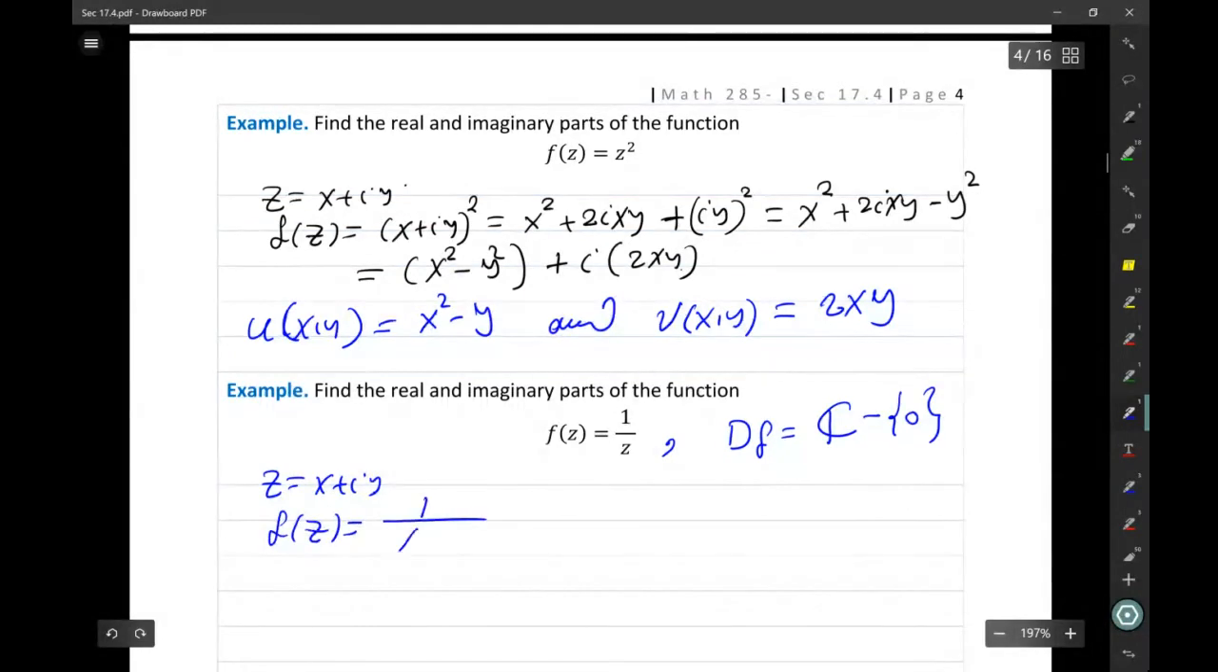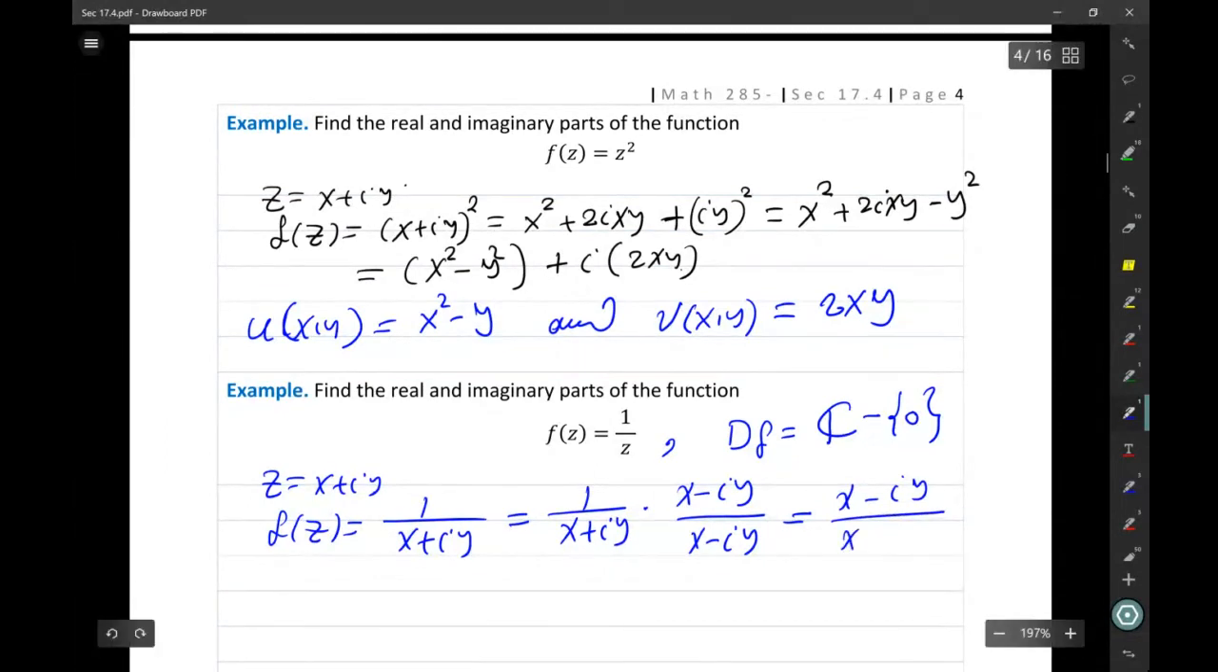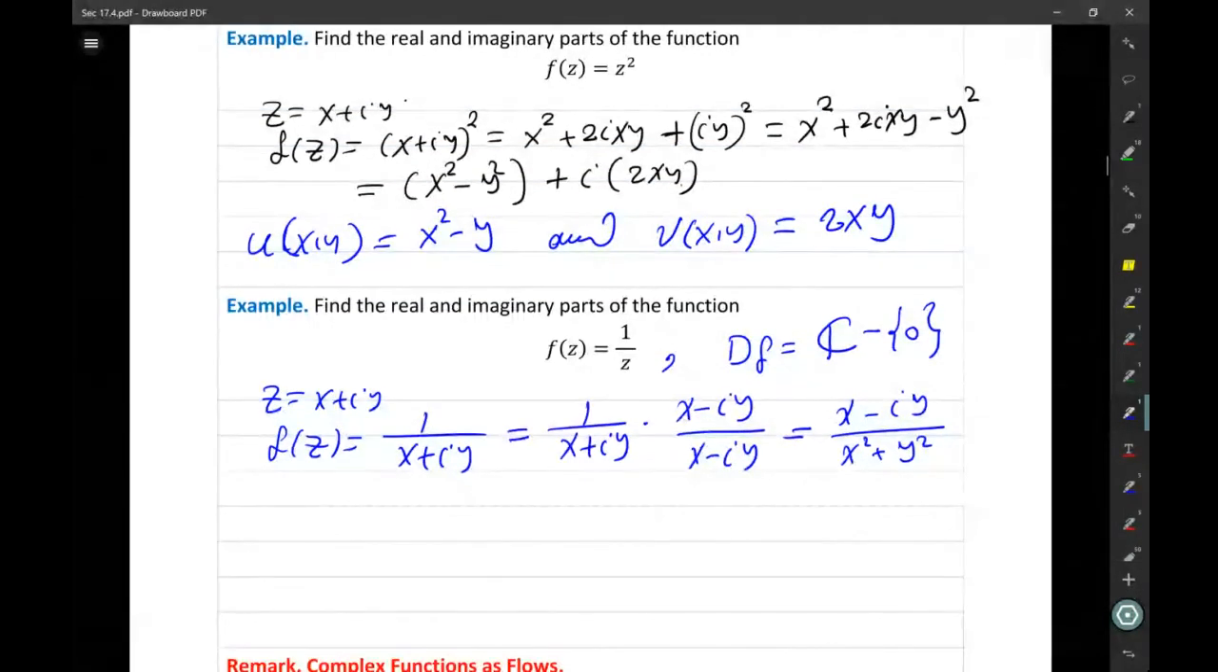هلا f of z بتساوي 1 by x plus iy multiply by its conjugate becomes 1 times x minus iy على x plus iy times x minus iy. هلا that becomes x minus iy divided by x square plus y square. لأنه x في x square x iy minus x iy بتروح 0. هلا I في minus I becomes 1 y في y becomes y square.